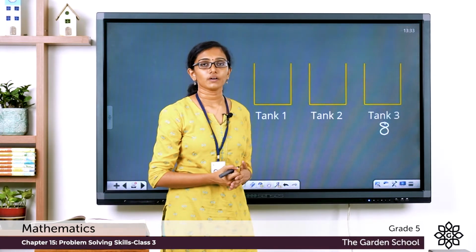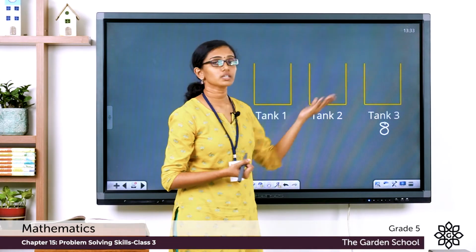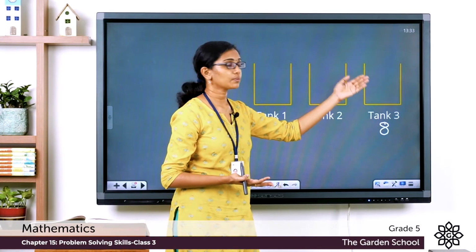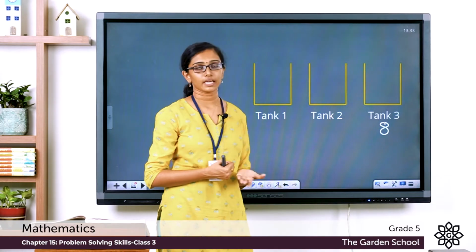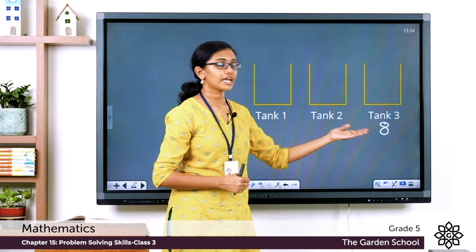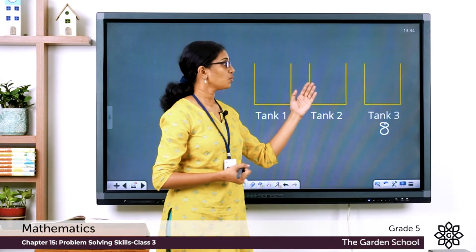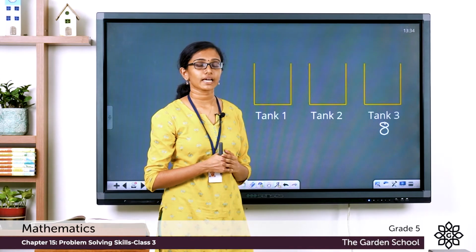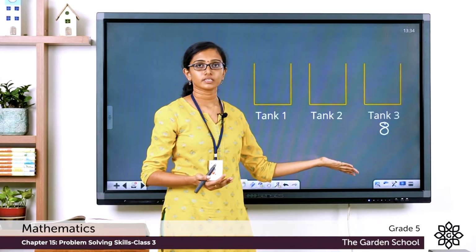So these 8 flowers are double the number she had with her when she came to the third tank. So can you say what is the number of flowers she had with her when she came to the third tank? It will be half of this 8, right?